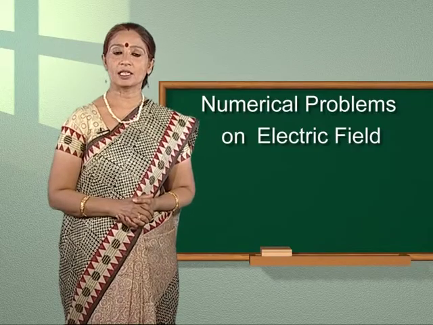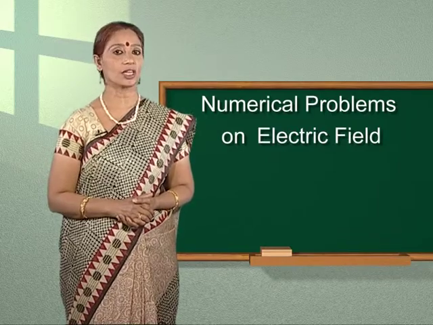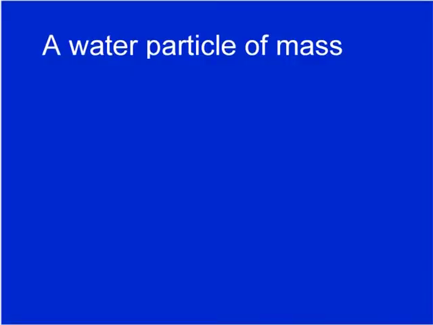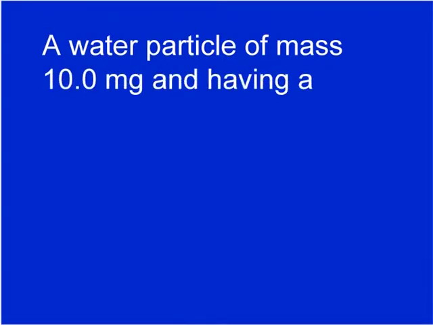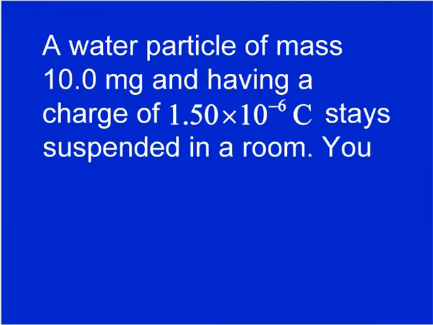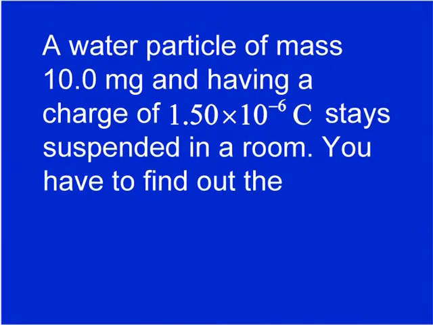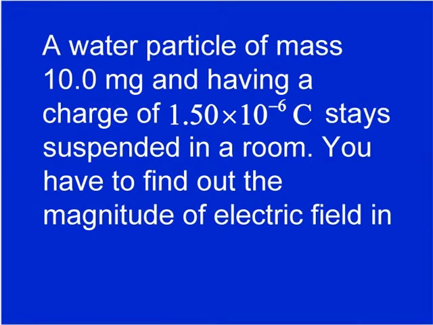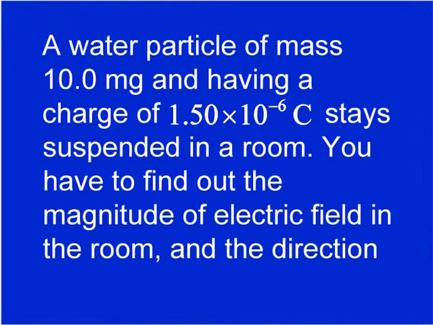Let us try some numerical problems on it. A water particle of mass 10.0 milligram and having a charge of 1.50 into 10 raised to the power minus 6 coulomb stays suspended in a room. You have to find out the magnitude of electric field in the room and the direction of the field.